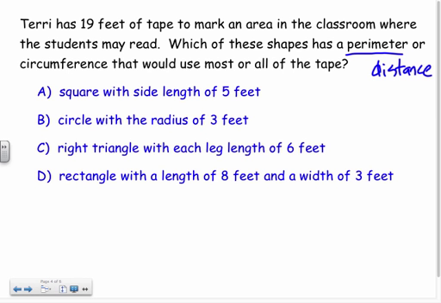So first one, a square with side lengths of 5 feet. Well, if I know a square, all the sides are the same. So I have 5-foot sides with 4 sides. So that's what, 20 feet? Okay, that's too much of the tape. I don't have enough tape for that.